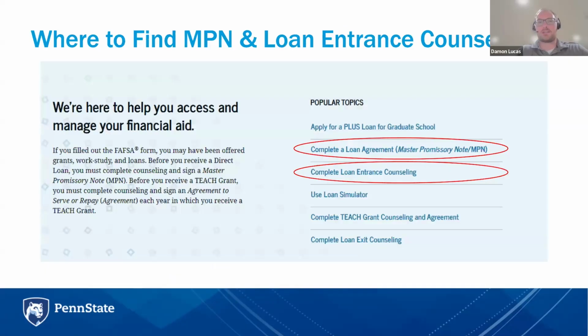And here's just where you complete those. This is on the studentaid.gov website. If you scroll on down to popular topics, you'll see the complete master promissory note and loan counseling. So definitely, if you have not done so already and you accepted those, go into studentaid.gov and complete those two items as well.